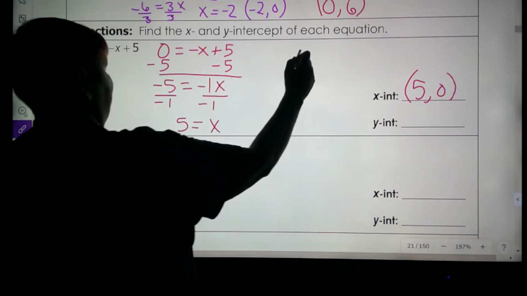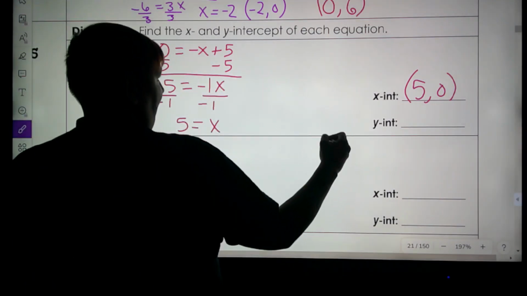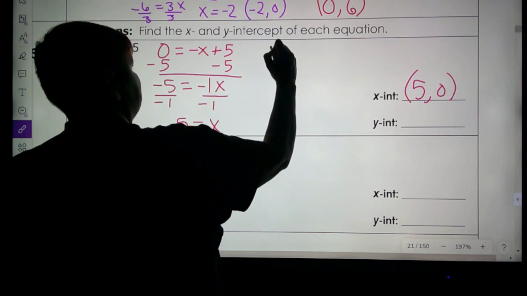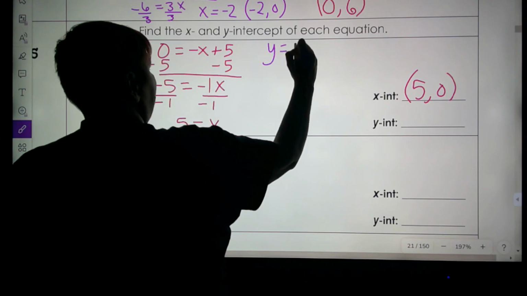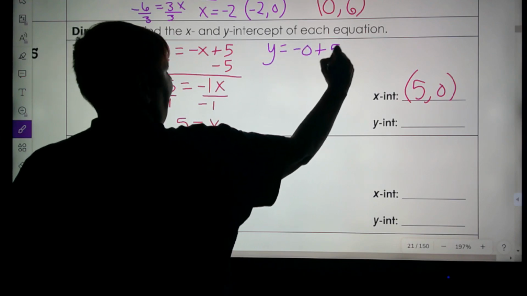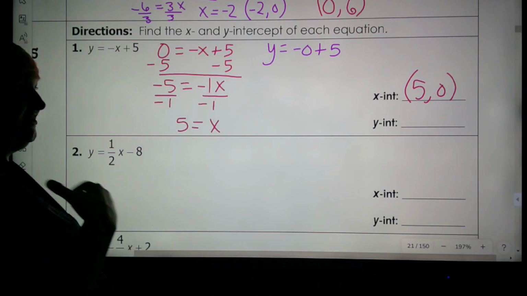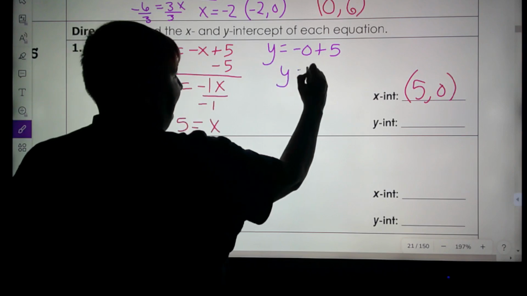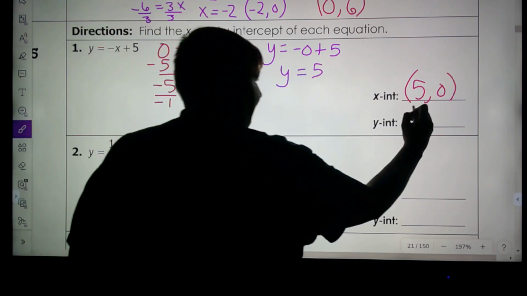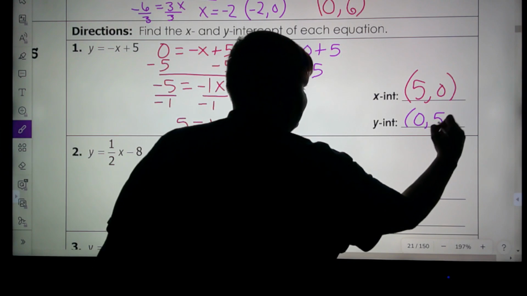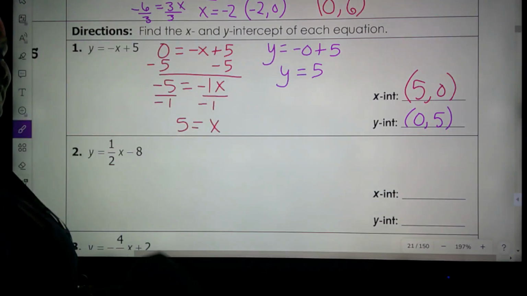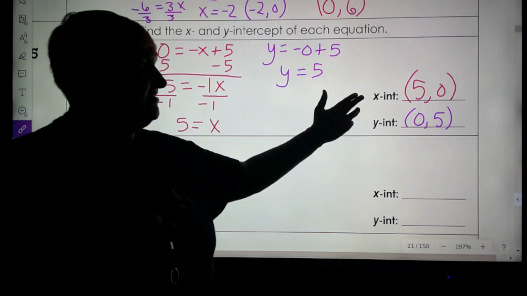And your y-intercept, we have to make our x 0. So it's going to be y equals -0 plus 5. Minus 0 is nothing. You can add and subtract 0 and it changes nothing. So y equals 5. So when x is 0, y is 5. Those are your intercepts. That is where the line is going to cross your x-axis and your y-axis.